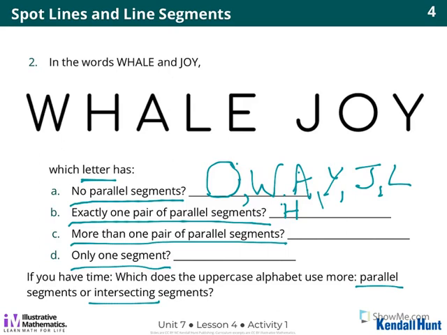Which letter has more than one? All right, Jace.